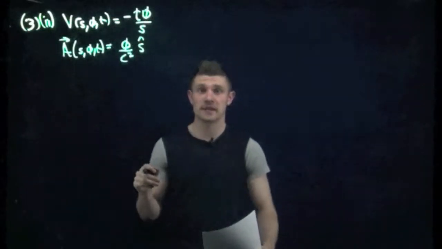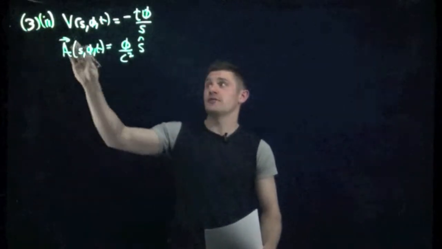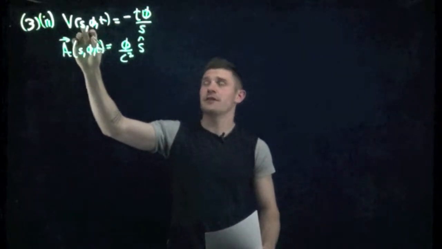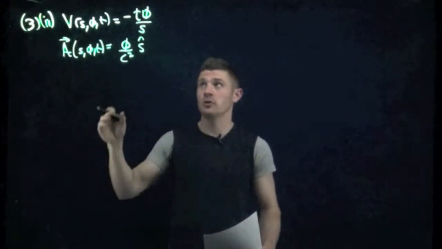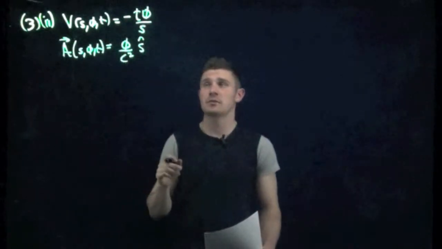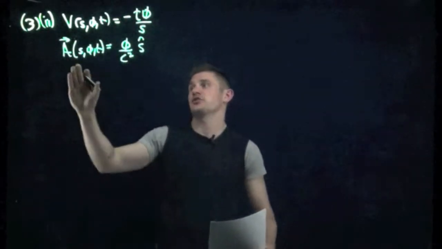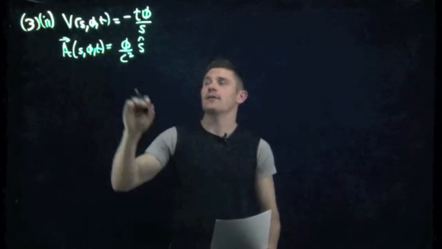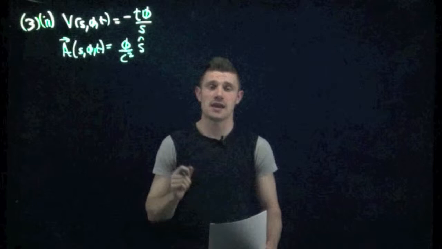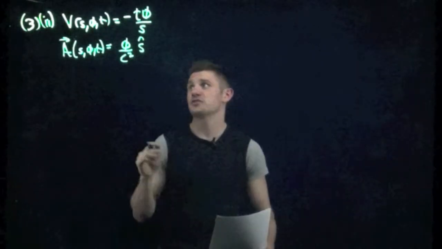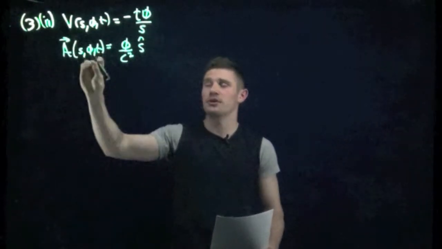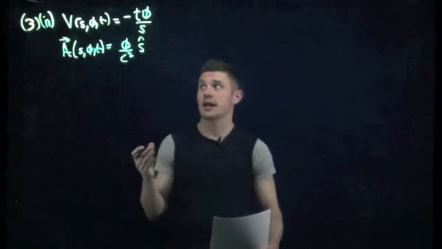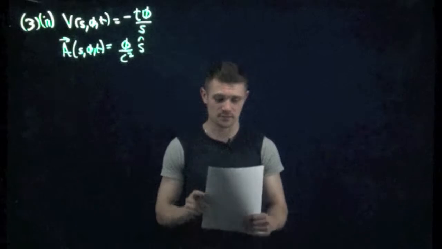So continuing on with the second part of question 3, we have two new potentials. Here we have the scalar potential V. It's a function of s, phi, and t. It's in cylindrical coordinates, and that's equal to negative t times phi over s. And our vector potential A is, again, dependent on cylindrical coordinates s, phi, and t, and that's equal to phi over c squared in the s hat direction. So again, we are in cylindrical coordinates, so all of our operators will be acting in that coordinate system.